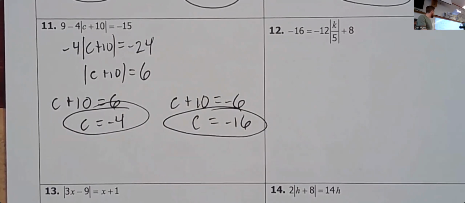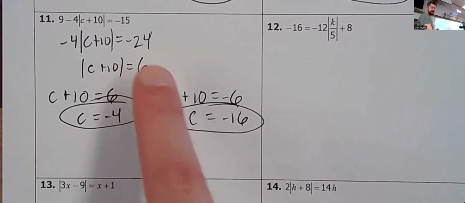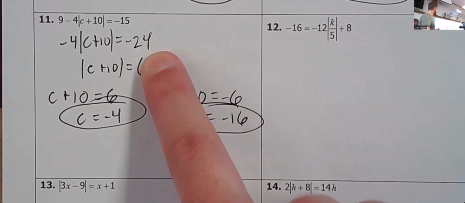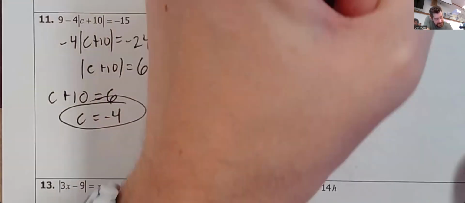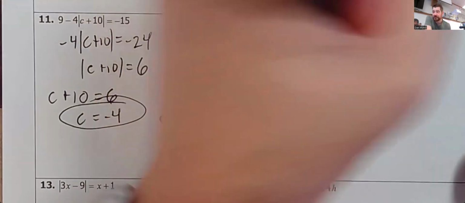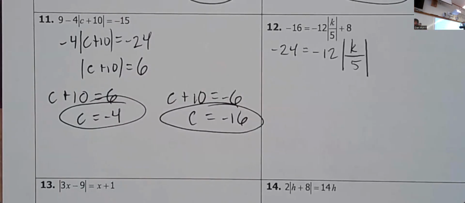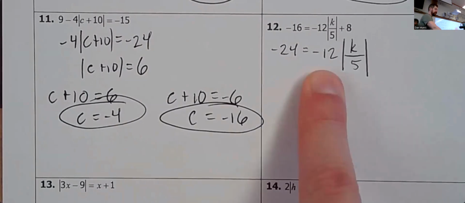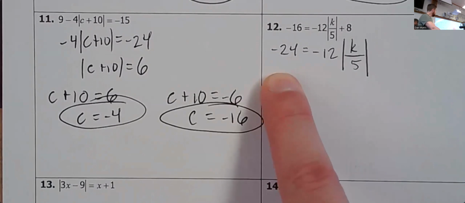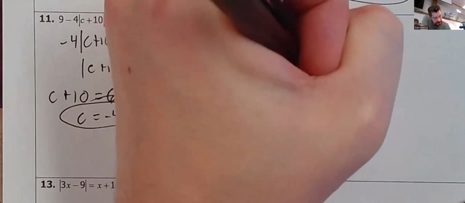Oh, here's the next one with a bit of a fraction with our variable. Let's see what happens on this one. How about subtracting 8 first? I actually think that gets us the same number as we had initially over here, because negative 16 minus 8 would be negative 24. So negative 24 equals negative 12 times the absolute value of k divided by 5. And then we'll divide again. This time we're going to divide both sides by negative 12. And that'll be positive 2 over here. So that'll be 2 equals the absolute value of k divided by 5.